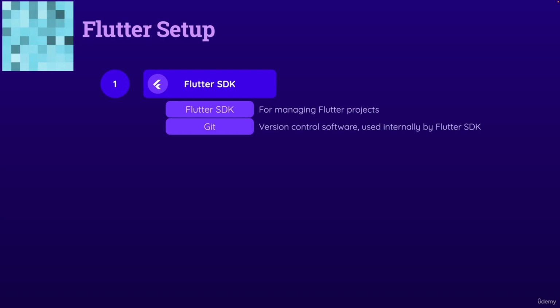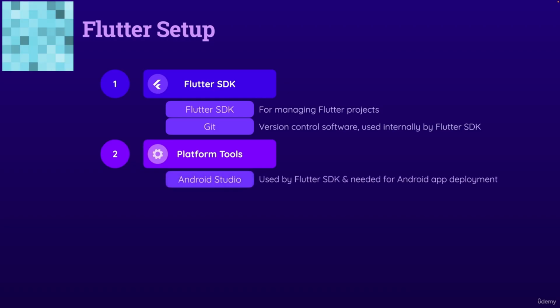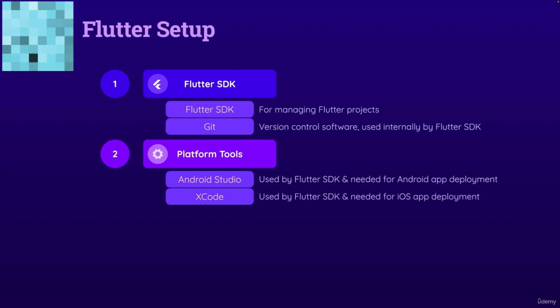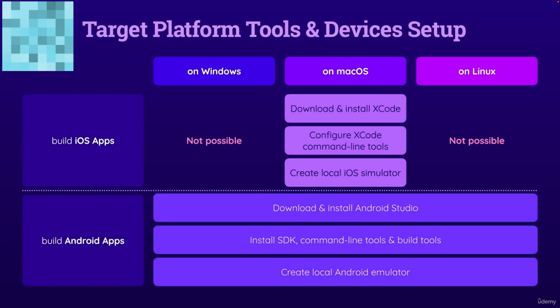But in order to also build the app for different platforms, and in order to preview the app whilst you're working on it, you also need to install some platform-specific tools. For example, as you will also see in those next lectures, you will need to install Android Studio to build and test Android apps. And you will need to install Xcode for macOS to build and test iOS apps. As mentioned before, for iOS apps, you will not be able to install Xcode on Windows and Linux. You will need a macOS device for that.